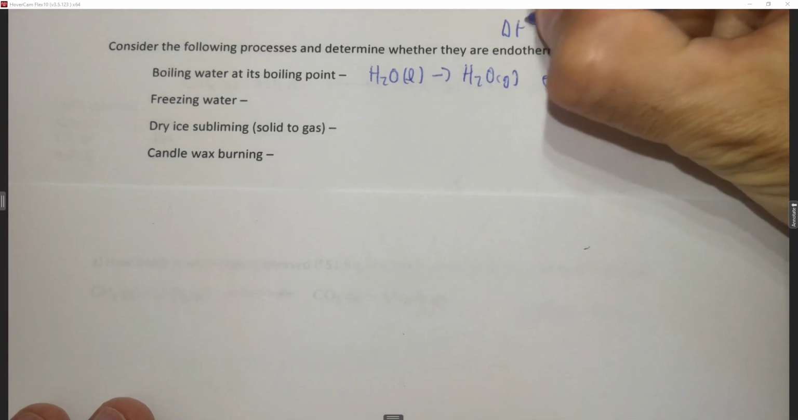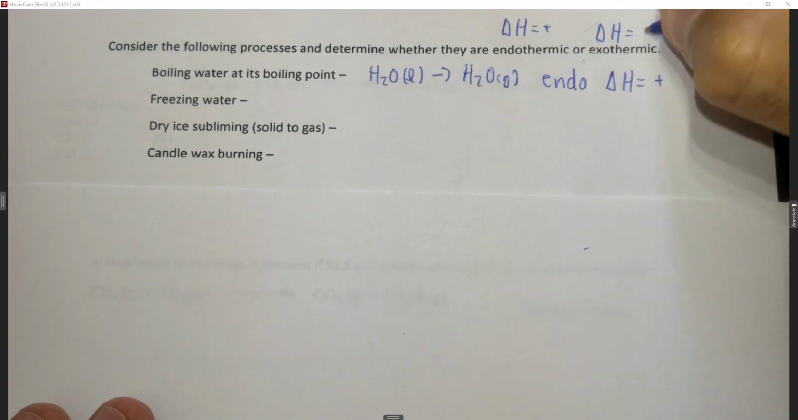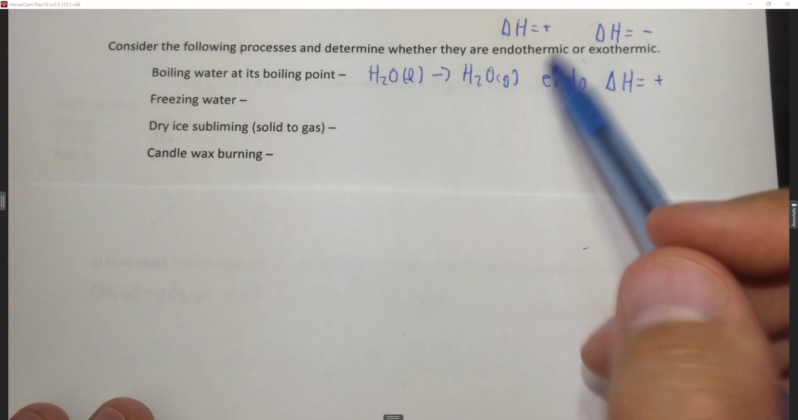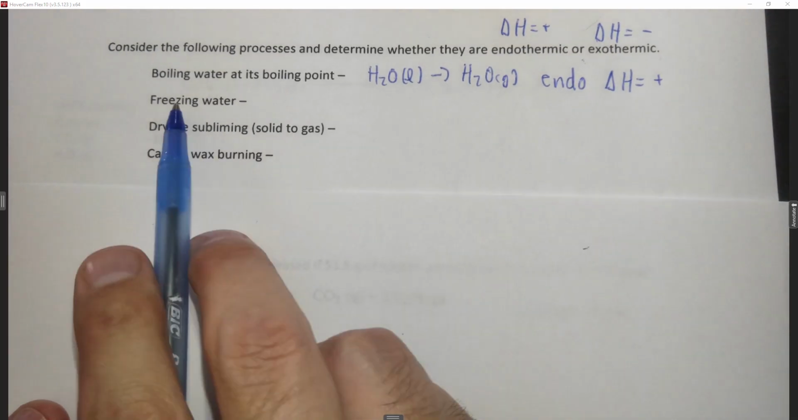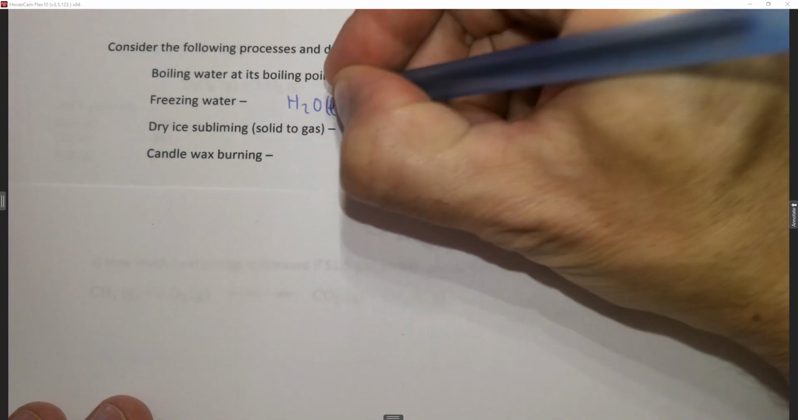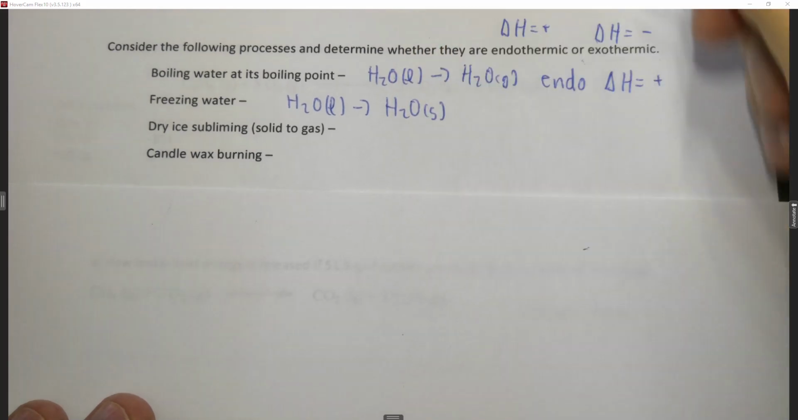For endothermic reactions, delta H is positive. For exothermic reactions, delta H is negative, same as Q. Q is positive when heat is absorbed by the system, and Q is negative when heat is released by the system. Freezing water. So here we have H2O liquid, and we want to turn it into H2O solid.